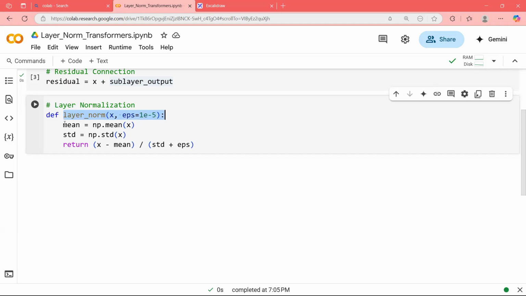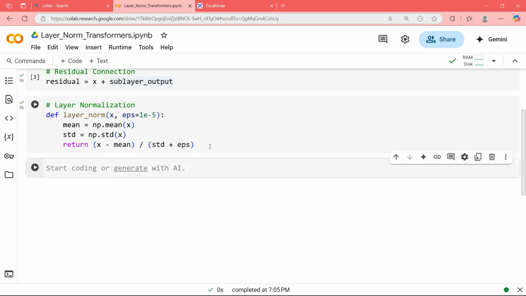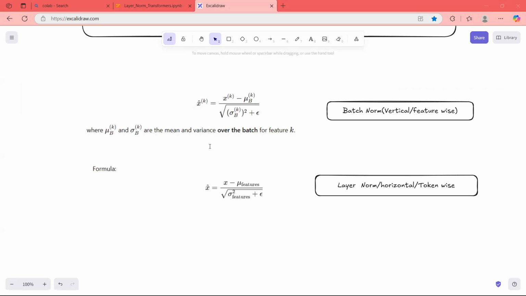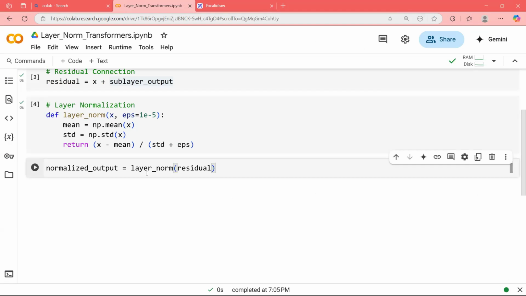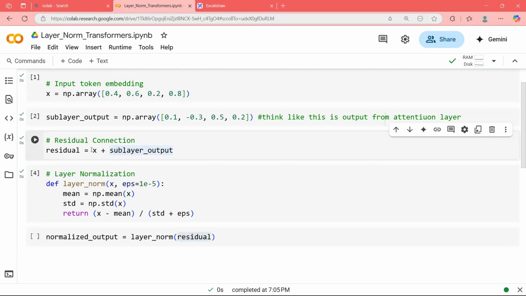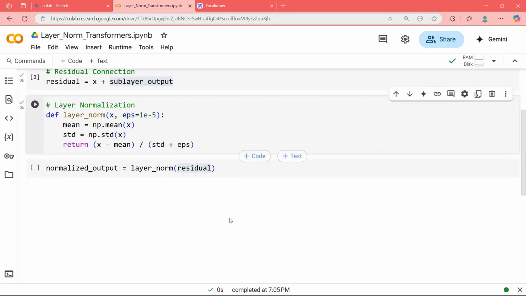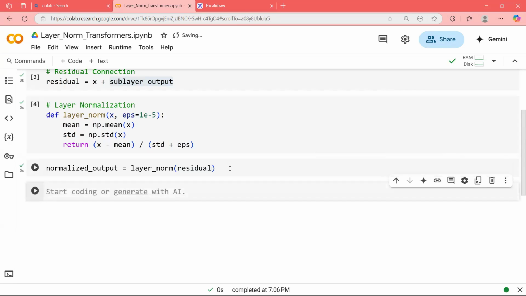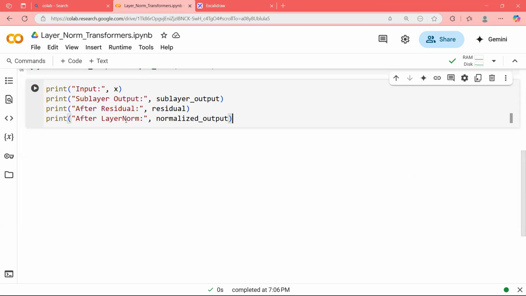Layer norm: mean is equal to np.mean, standard deviation is equal to this. X minus mean by standard deviation plus epsilon. Same thing basically, either you can take square root or without square root. So I am doing that, and normalized output will be what? We will send that to layer norm residual basically. So residual is a combination of original X plus sub layer output. So let's do this, and we can see all these things. What is our original X input? What is our sub layer output? What is our residual, and what is our layer norm output?